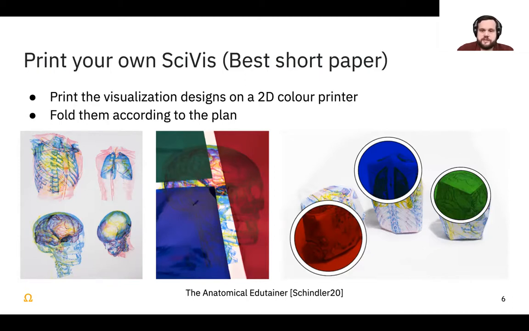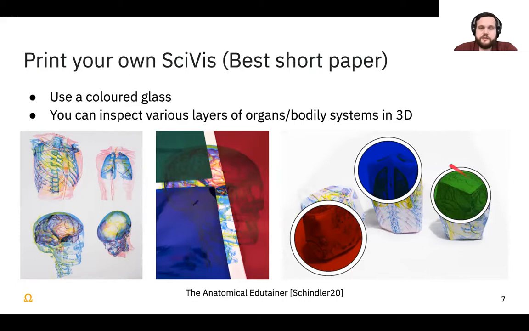But there was this paper called the Anatomical Edutainer by Schindler and his fellow authors, where you actually print the visualization designs on 2D color printers. So you just print it on a sheet of paper. You fold them according to the plan, and then basically you use colored glass, blue, red, and green, and you can inspect various layers of bodily organs, or various systems like the circulatory system, respiratory system, and so forth in 3D. I think this is a very cool idea.